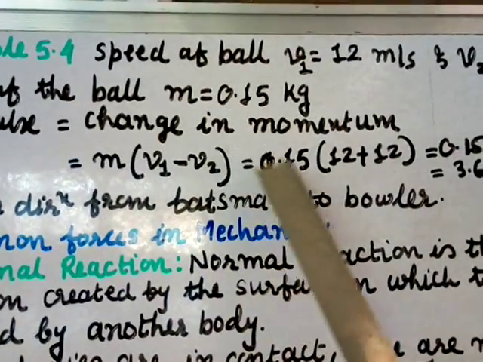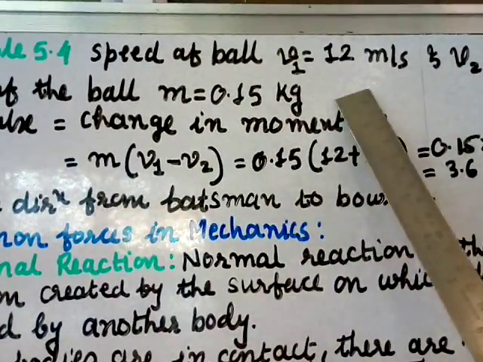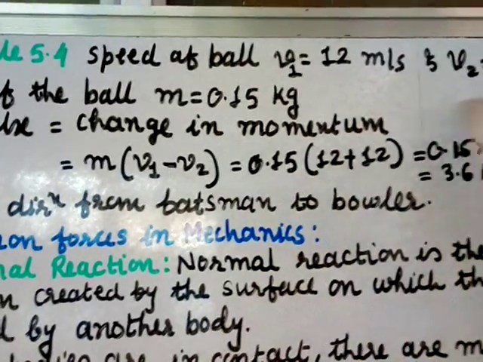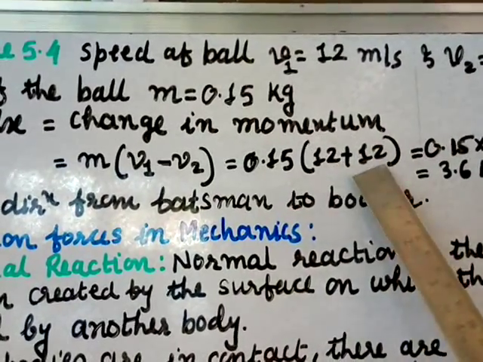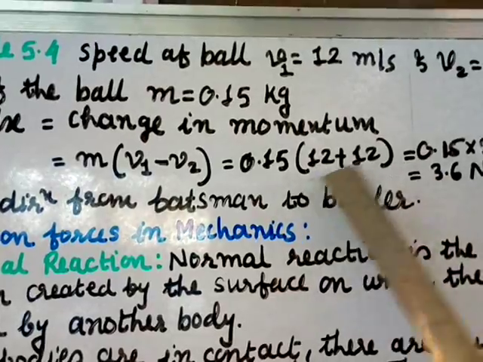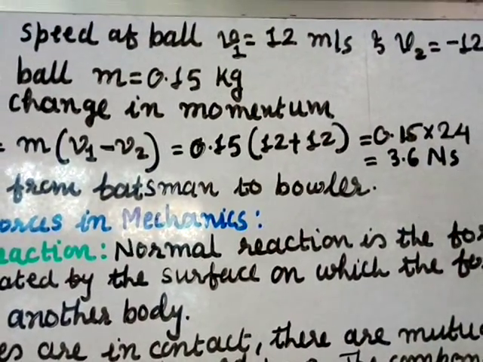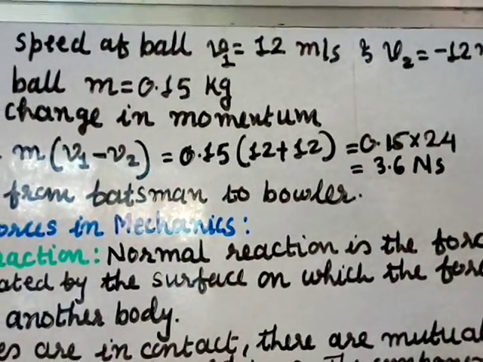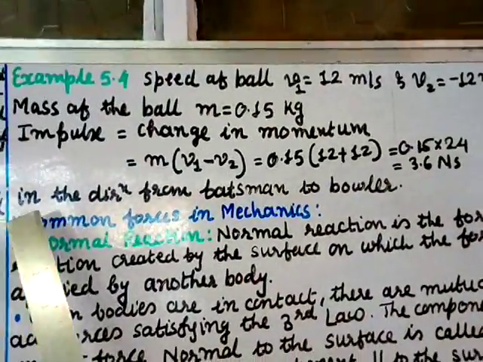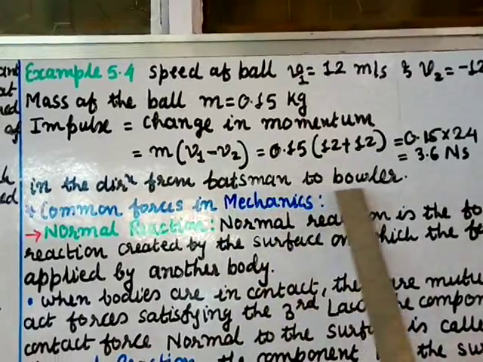So m is the mass 0.15, v1 is 12 meter per second minus v2, which is minus 12, so minus and minus gives plus 12, equal to 0.15 into 12 plus 12, which is 24, multiply, you get 3.6. It is an impulsive force, so the unit is Newton second. That means this is in the direction from batsman to bowler.